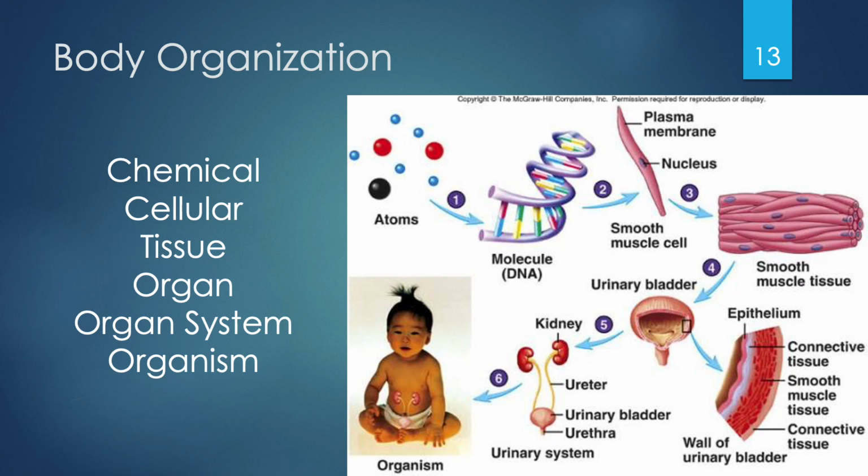And then one step beyond that is the organism. And at the organismal level, the organisms have a whole number of different systems. So for example, in humans, we have a digestive system, we have a urinary system, an endocrine system, a nervous system, etc., etc.